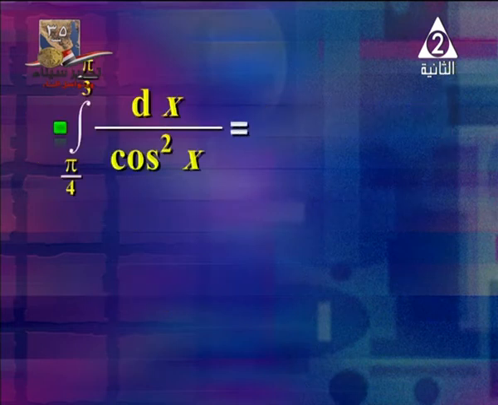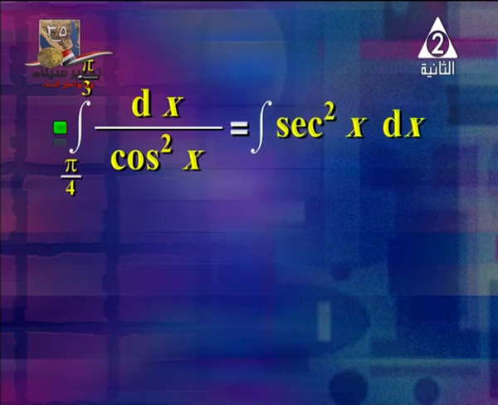After that, we find the integration of dx over cosine square x from pi over 4 to pi over 3. Pi over 4 is 45, pi over 3 equals 60, with respect to dx. Now find what is the multiplicative inverse of cosine x: it is sec x. What is the multiplicative inverse of cosine power 2 x? It is sec power 2.